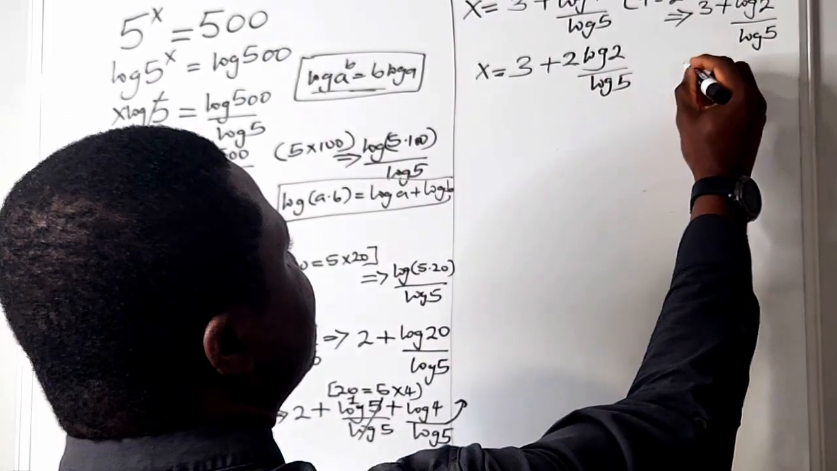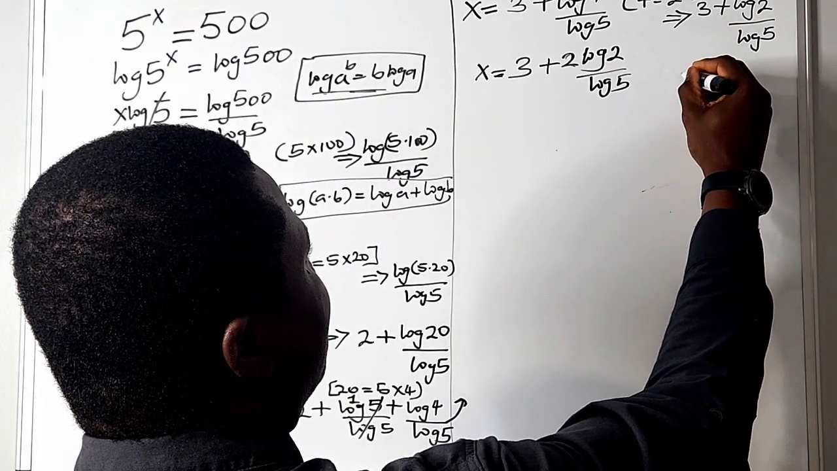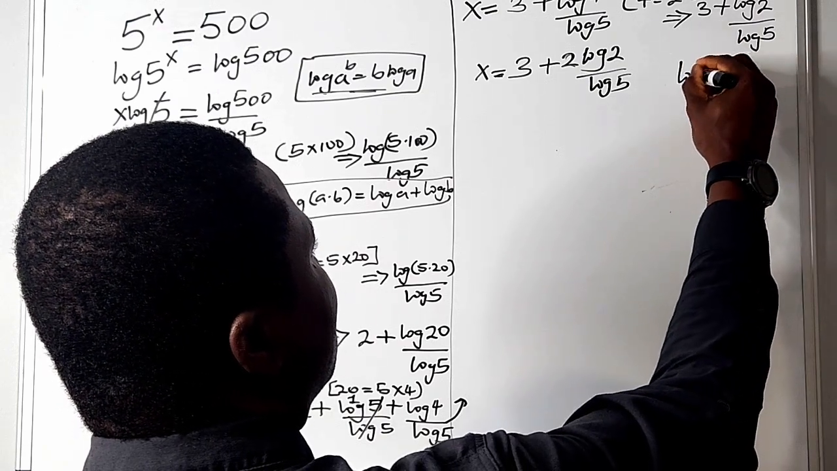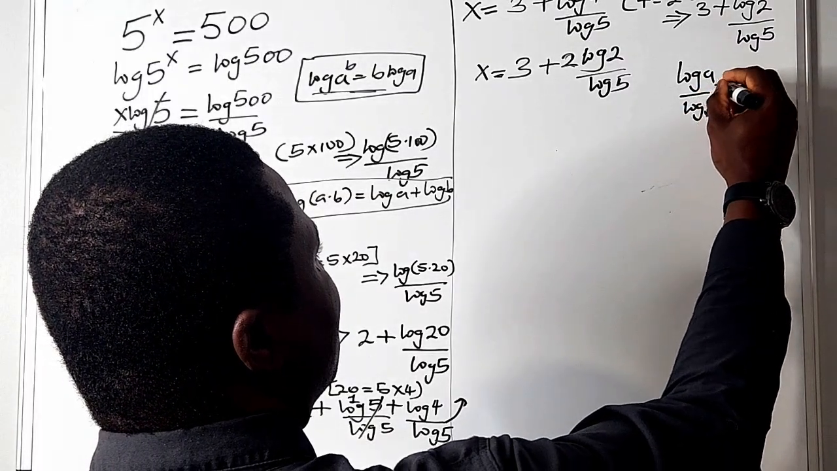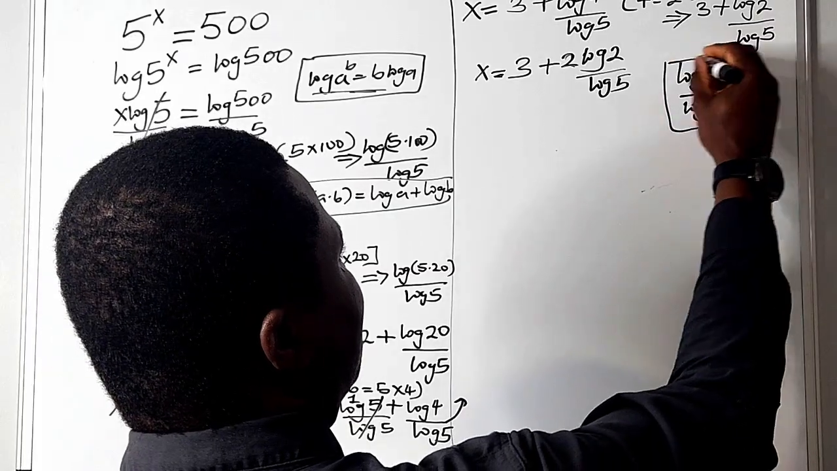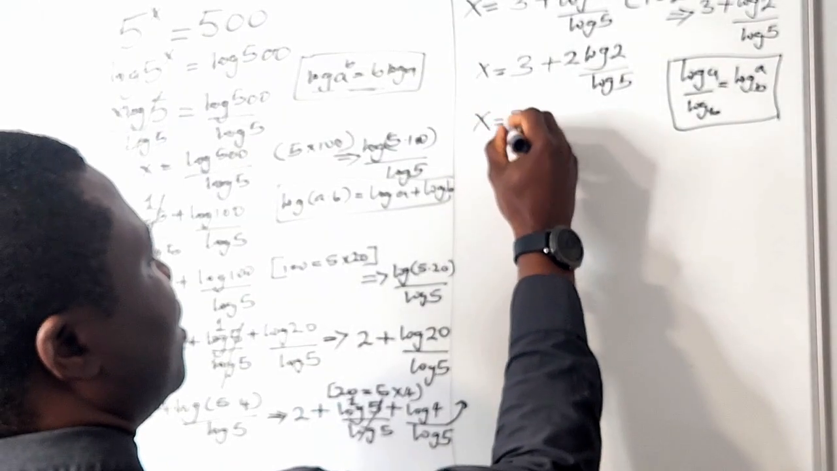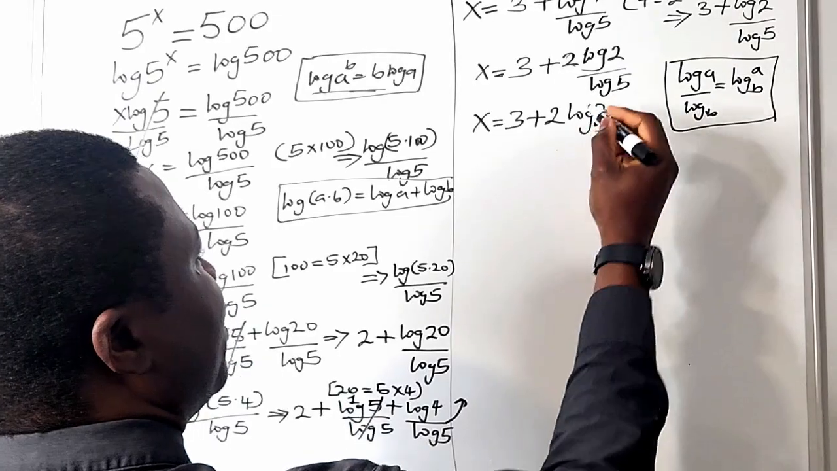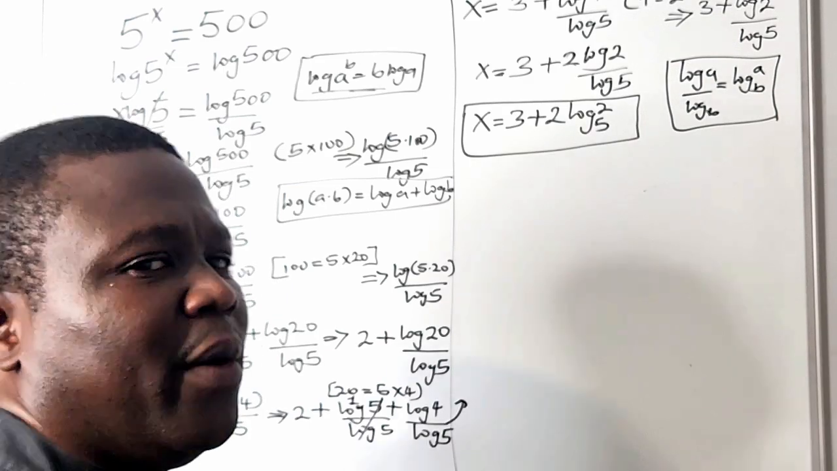Now we know that log A over log B is equal to log base B of A. Okay, so we apply that there. So we have that x is equal to 3 plus 2 log 2 base 5. And this is our answer.